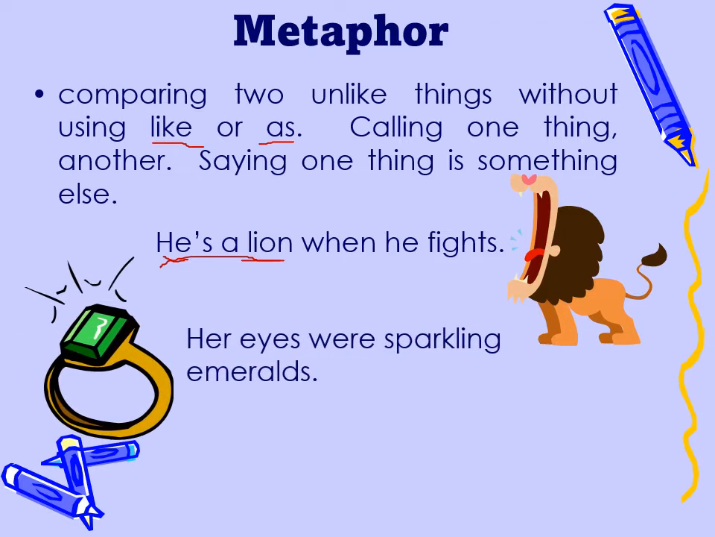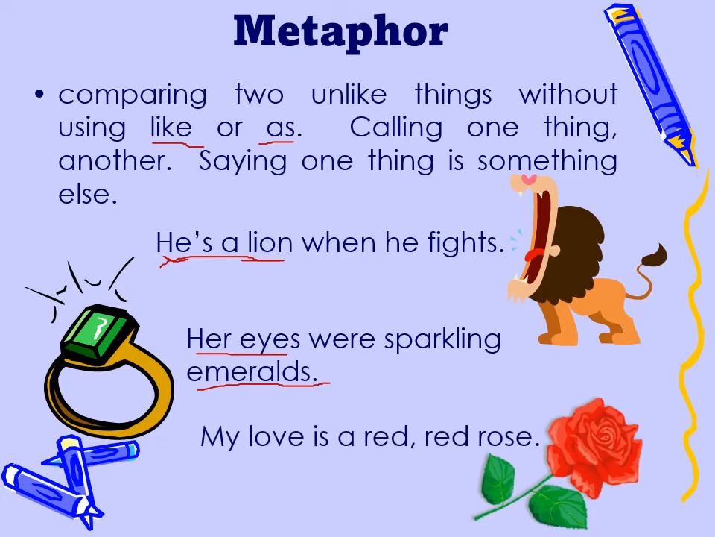Next, her eyes were sparkling emeralds. What are the two unlike things being compared here? Yup, her eyes and the emeralds. My love is a red, red rose. Yeah, that's familiar, right? This is a poem by Robert Burns. My love is a red, red rose. So his love is being compared directly to a red rose. Okay, so that is metaphor.